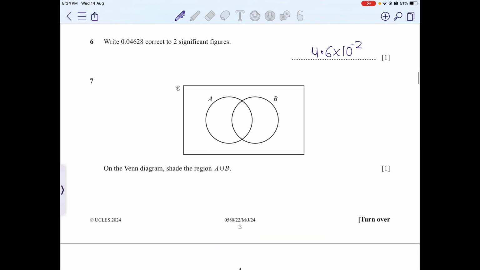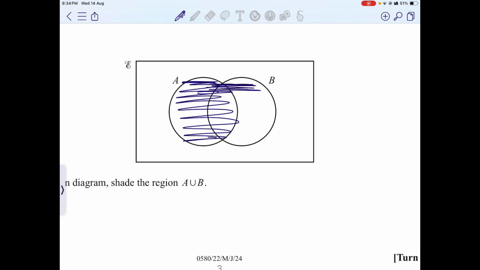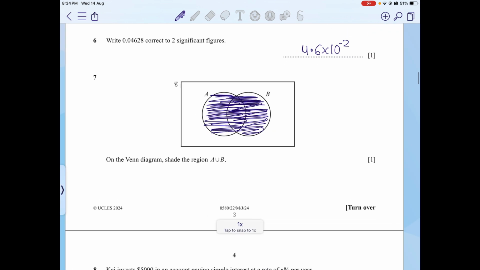On this diagram, shade the region A union B. A union B basically means the whole of A and B. That means this region, everything basically, except the outer parts. A union B. That gives me 1 mark.